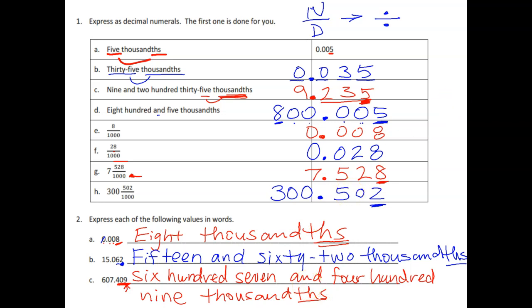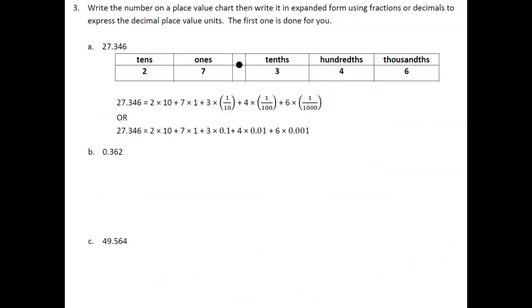All right, moving right along. Remember, pause the video at any time and use it to best benefit you, to help you better understand these skills. So looking at number 3, it says write the number on the place value chart, then write it in expanded form using fractions or decimals. You don't have to do both for number 3 to express the decimal place value units. All right, the first one is done for us. So we had to write a place value chart. And then we're going to pick either one, either fractions or decimals.